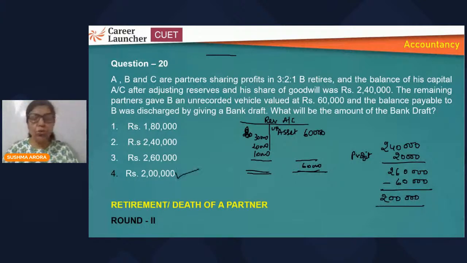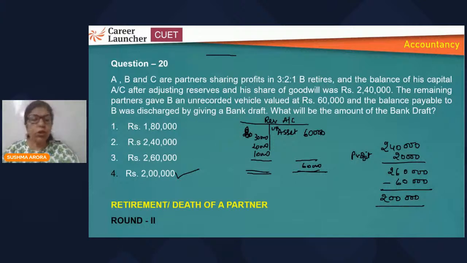Many students ask me on my personal Telegram channel, also on chat, why we deduct 60,000. We are deducting 60,000 because you are paying it to B as the payment in the form of the vehicle, and the balance the firm is paying through bank draft. Okay children?